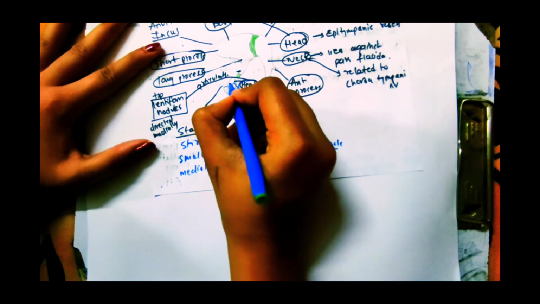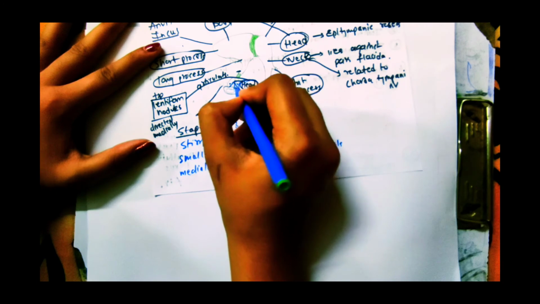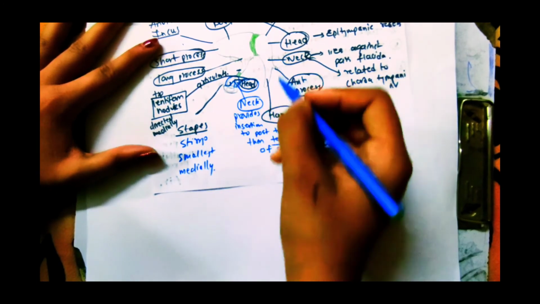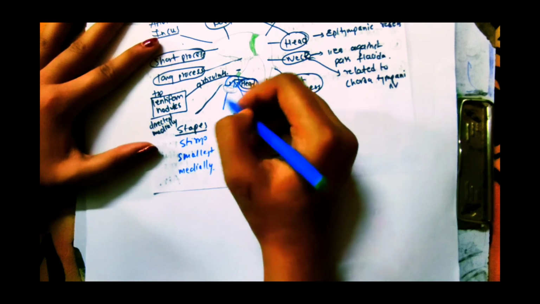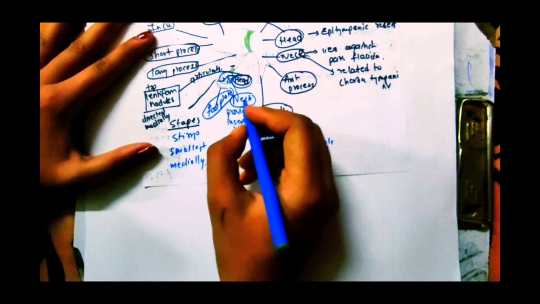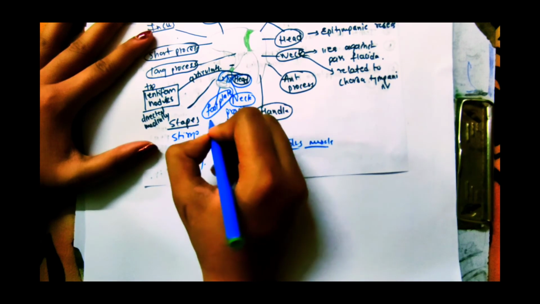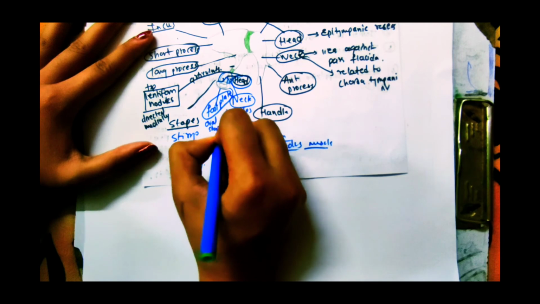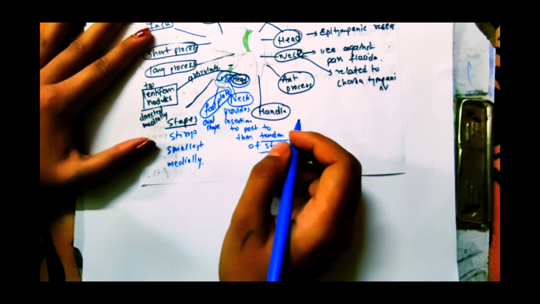It consists of two limbs, this posterior limb and this anterior limb. These limbs are also called crura, and it consists of a footplate. It is the base of the stapes. It is oval in shape, and it fits into the fenestra vestibuli.